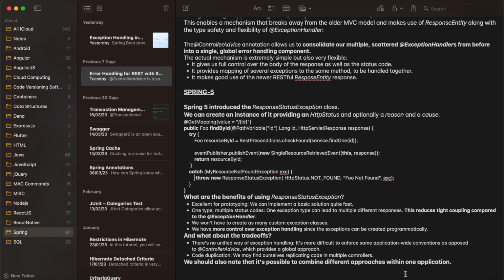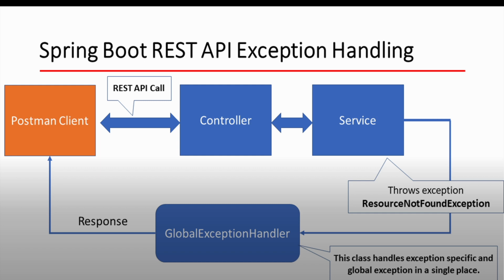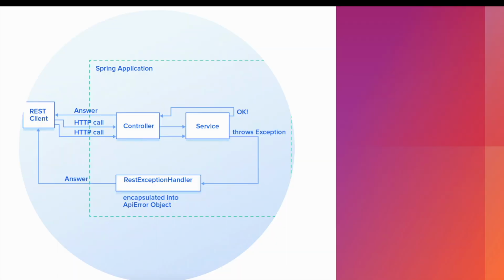Let me also explain with a flow diagram so it can be better understood. Suppose from the Postman client I'm calling my API endpoint, and it goes to the controller, then through the service, and inside the service it throws an exception, suppose ResourceNotFoundException. After throwing this exception, it will go to my global exception handler, where this class handles specific and global exceptions in a single place, and this class will provide the response to the Postman client. And the client will handle that, back to the API client. Okay, so let's move to the code.